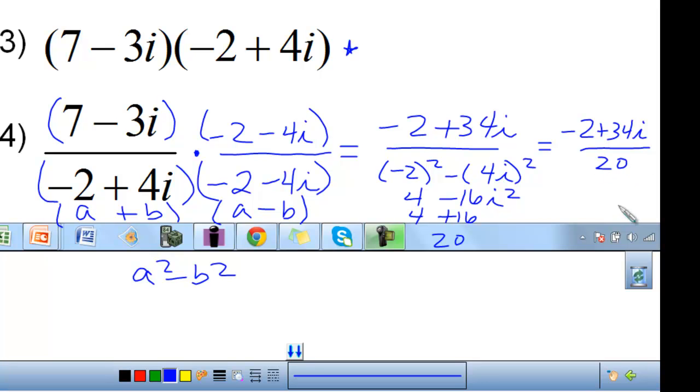And it's perfectly fine to leave this, but we probably should simplify. I do notice that I can divide all of these terms by 2. So when I divide everything by 2, I end up with negative 1 plus 17i over 10.